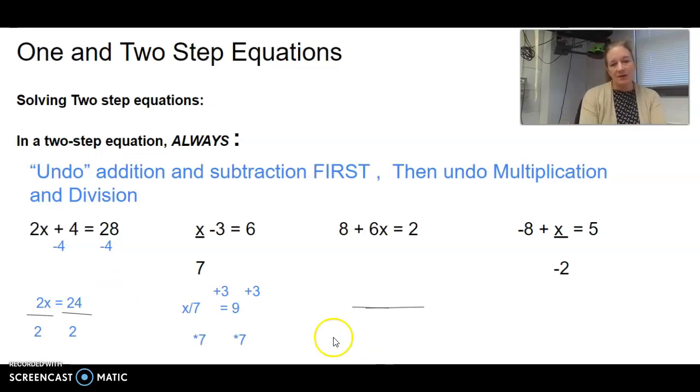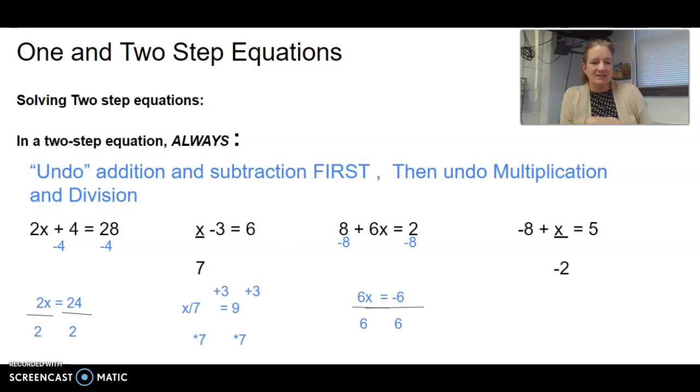Okay? All right, let's check this next one. What am I going to do first? Subtract 8, right? I undo addition and subtraction first. So now I've got 6x is equal to negative 6. I want to get the x by itself, so I'm going to divide by 6. And I end up with, and again, it's on the bottom. The 6 is canceled, so I'm left with x. So x equals negative 6 divided by 6, which is negative 1. So x equals negative 1. So that's what you're going to write on your paper.